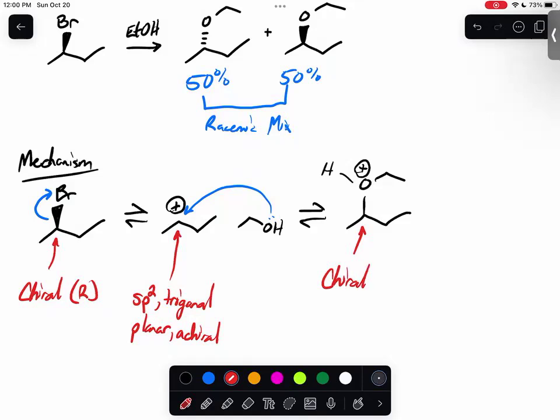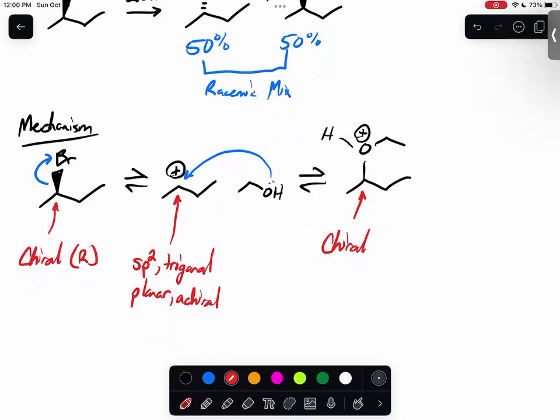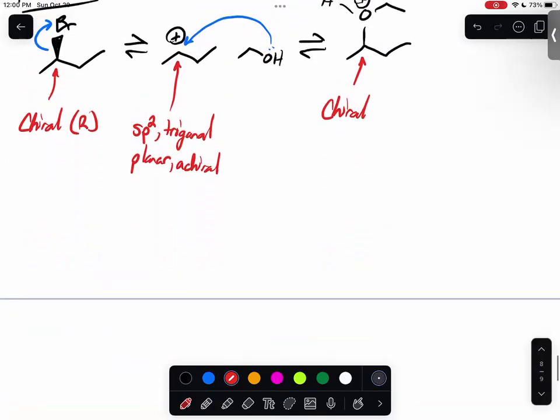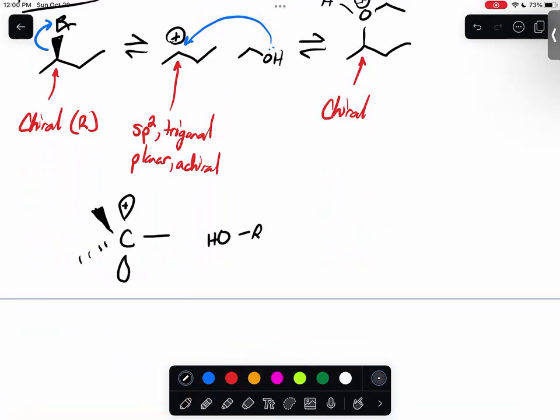So how do we get to the 50% wedge and dash? It's actually the same argument that we used for radicals in terms of radical halogenation, right? Whenever we're looking at the carbon in the carbocation, it's an empty p orbital. It's got three things attached to it. It is planar. So upon having our ethanol or whatever nucleophile it is come in, it can either go into the top part of the p orbital or it can go into the bottom part.